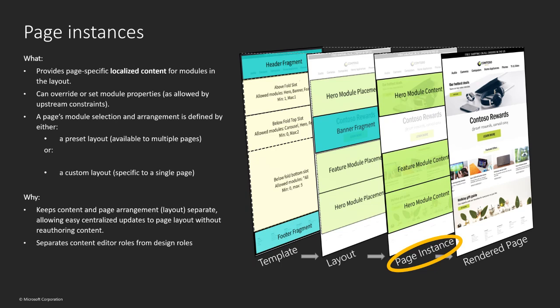And the reason we do this structure is it keeps the content and the page arrangement, otherwise known as the layout, separate, which allows a lot of scenarios where you can make centralized updates to the page layout without having to reauthor any content or going to hundreds of individual pages. It also, at times, can separate the content editor roles, which might be just concerned with content, from design roles. So at some companies that role may be the same person, but at other companies it may not. And so you have some separation of concerns there, where you can have the layout and the design slightly separate from just content editing.